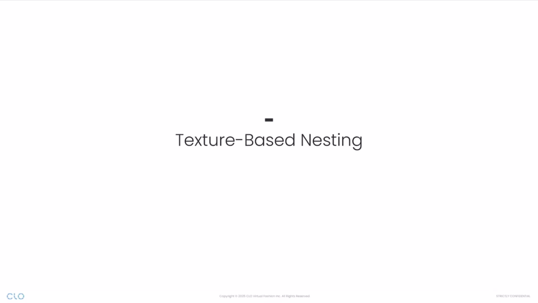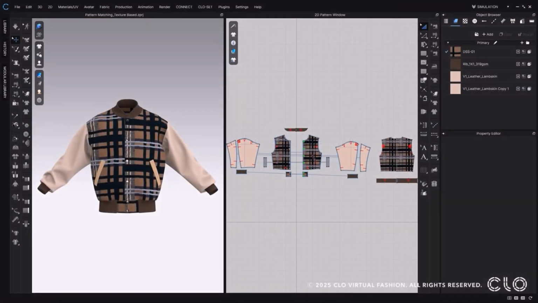Previously, nesting was performed without considering the texture or print applied to the pattern. Starting with this version, a pattern matching function has been added to enable efficient nesting while maintaining the texture applied to the pattern and the print location. Let's take a look at the function through an example.